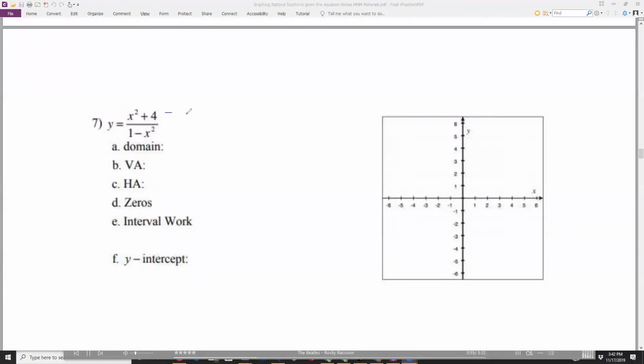Okay. The numerator doesn't factor, so that'll never be equal to 0. It's not going to factor because it's the sum of two squares, right? So there's no zeros. That means it'll never cross the x-axis.